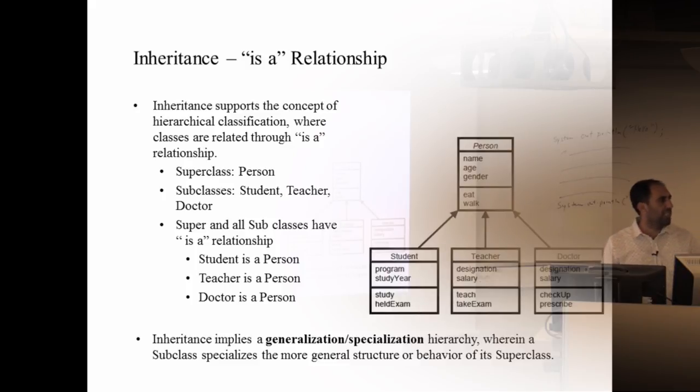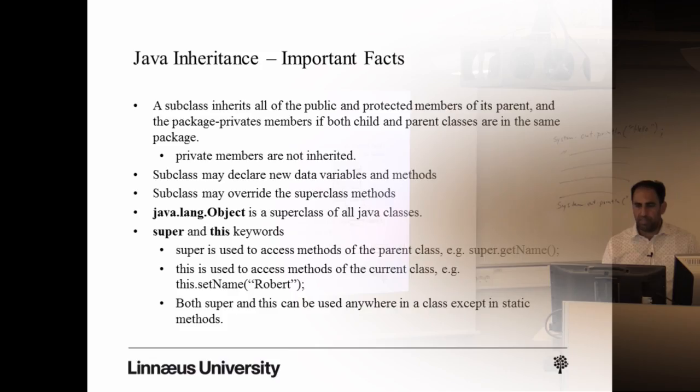So the general behaviors are normally defined in a superclass, and the specialized behaviors are specified in subclasses. Some of the important facts about inheritance in Java is that a subclass inherits all the public and protected members of its parents. We already saw this when we talked about access modifiers, but the private members are always kept private. They are not inherited. So it means that a subclass will have no access to the private members of its parent classes.